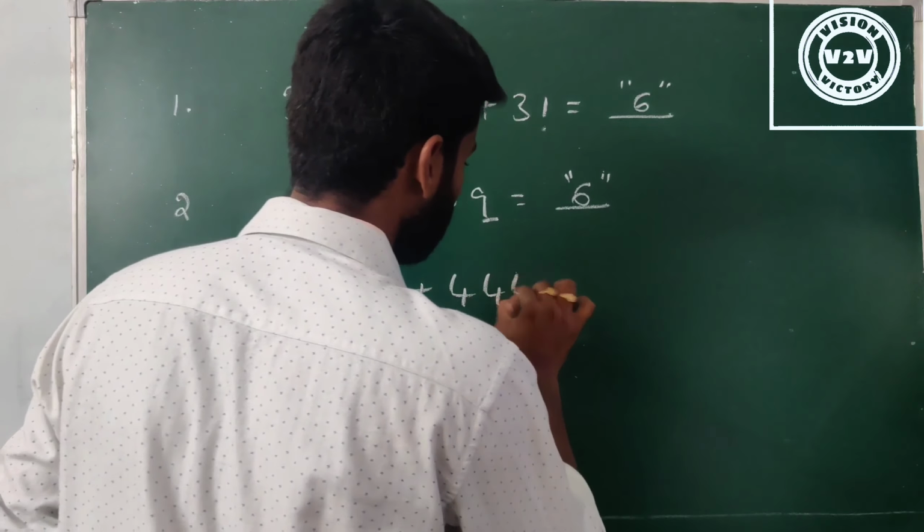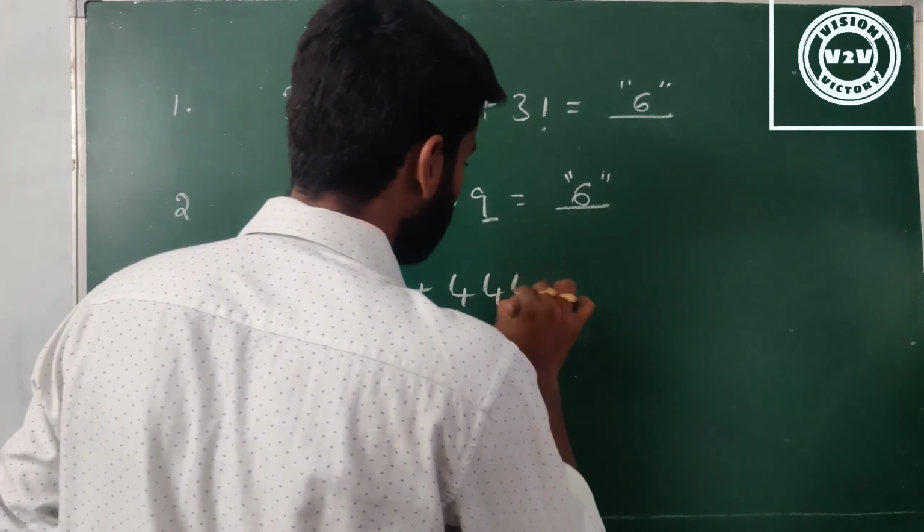Okay, for example, question number 1: 331 whole power 448. What is the units place? This is the expression given. Just focus on the units place. Here the units place is equal to 1. 1 power anything, whatever the power, the units place will always be 1 only. So this is a simple expression. Then move on to the second one.